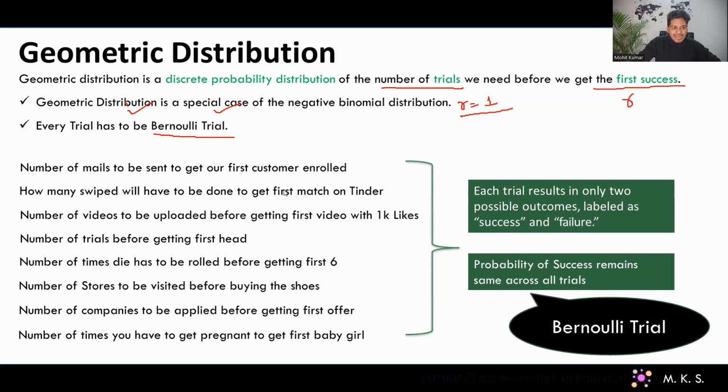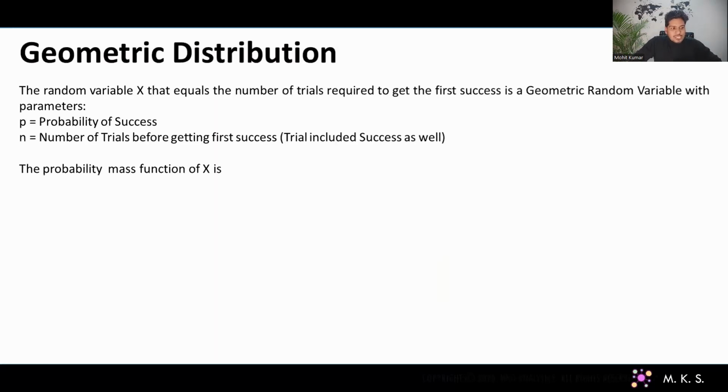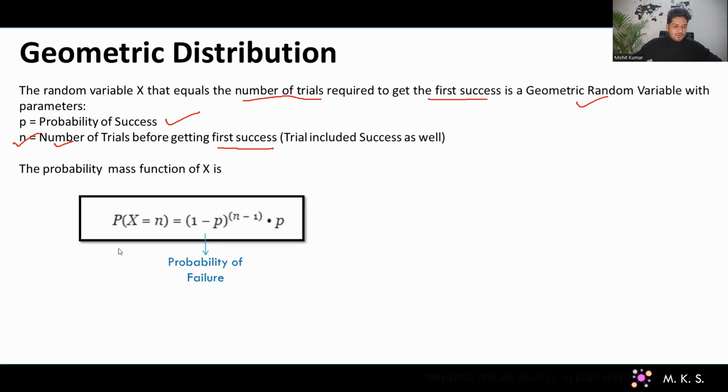Okay, now let's move to the mathematics of geometric distribution, guys. Any random variable that equals the number of trials we need to get the first success, we call it a geometric random variable. There are two very important parameters for this random variable. First one is the probability of success, right? There will be a certain probability assigned to every success. The second parameter is the number of trials before getting the first success, which is n. Now the probability mass function for such a random variable we can represent using this formula.